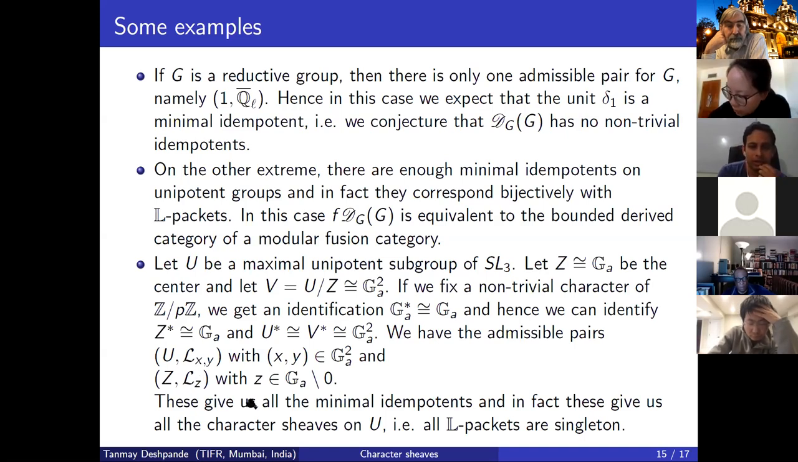So basically, these give us all the minimal idempotents, and in fact, in this case, all the Lusztig packets are singletons for the Heisenberg group. So the minimal idempotents that you get from these admissible pairs are all the character sheaves. They are precisely the character sheaves.